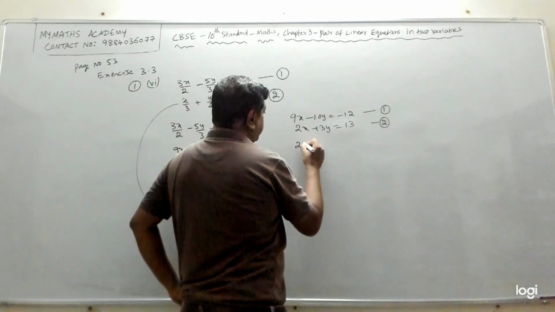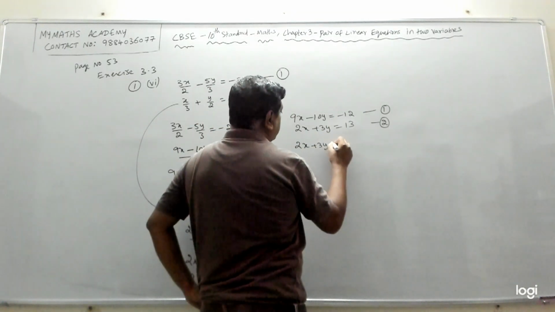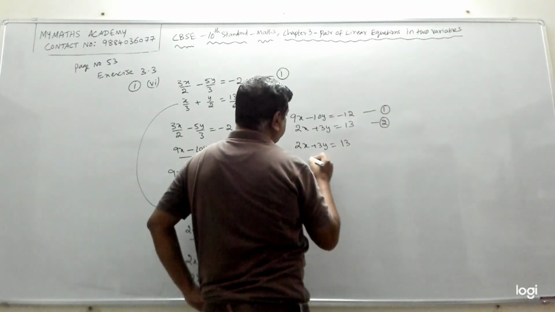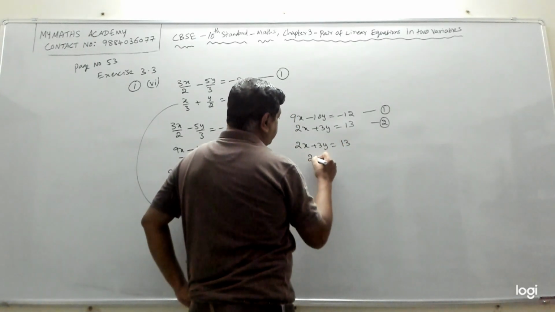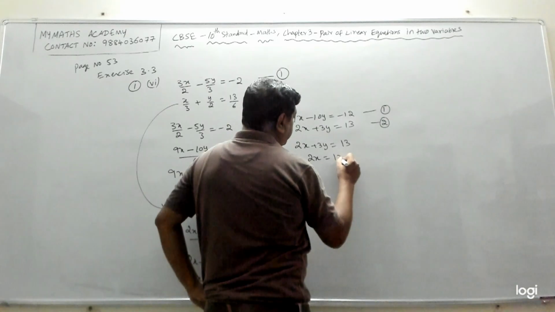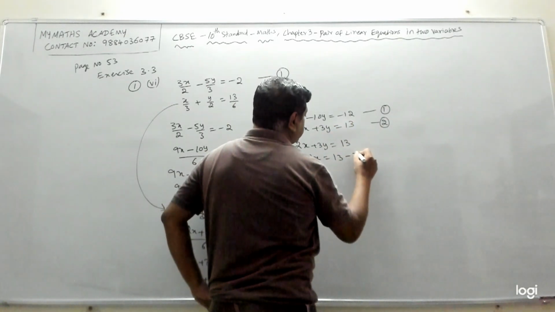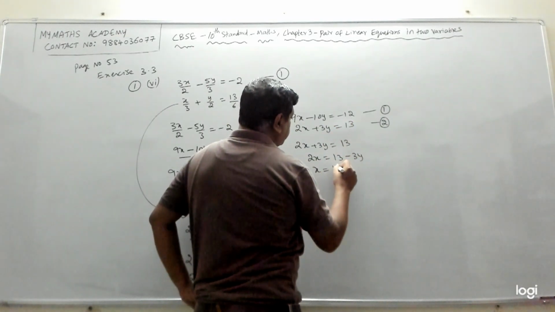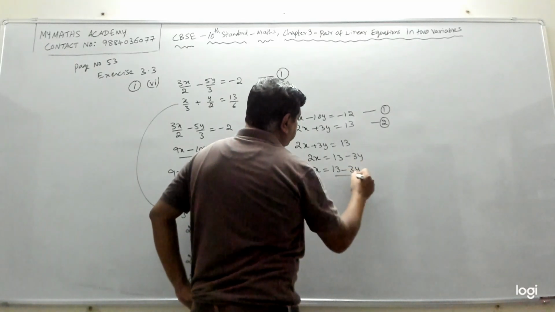I'm taking the second equation, 2x plus 3y equal to 13. From this, we'll try to find the value of x. So 2x is equal to 13, and the 3y goes to the other side and becomes minus 3y. So x becomes 13 minus 3y by 2.